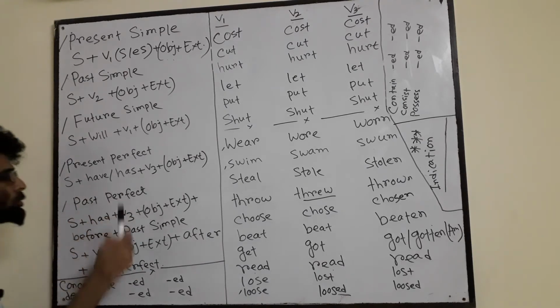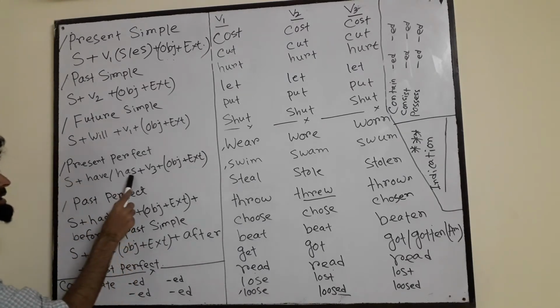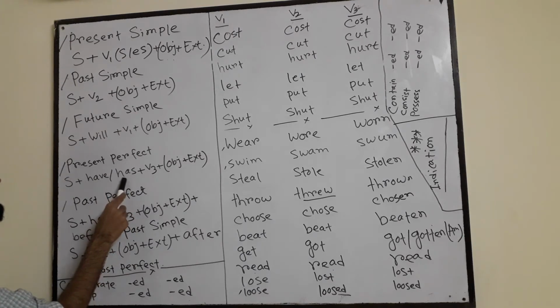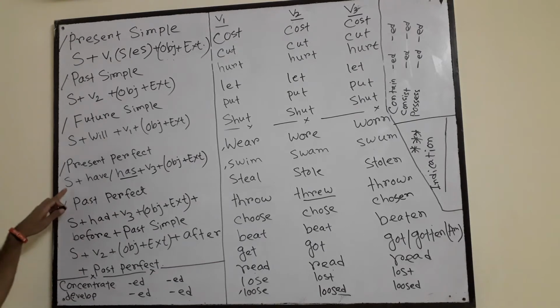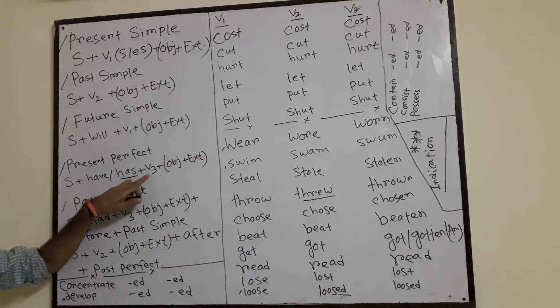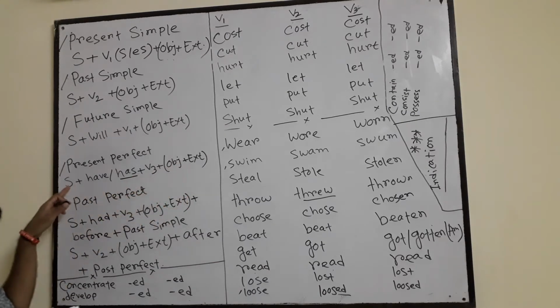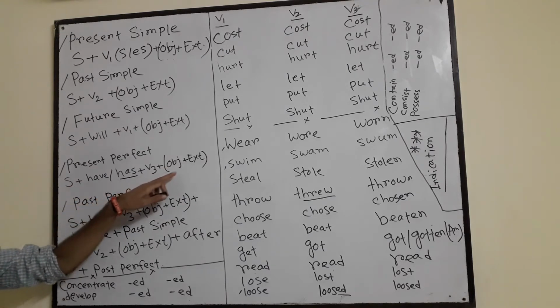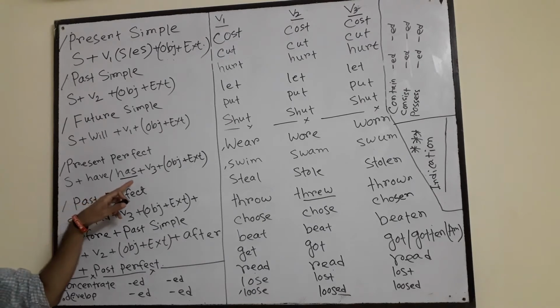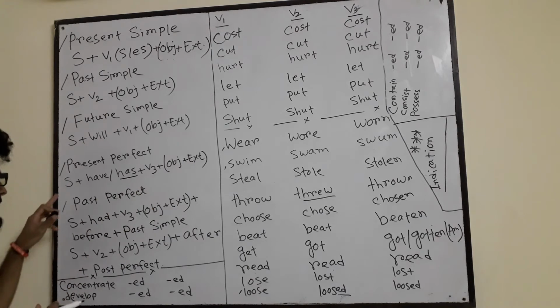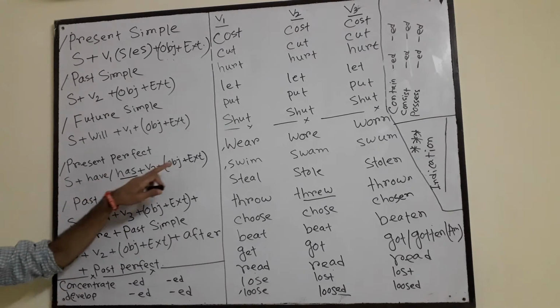When can we use has? When we see the subject is third person singular, suppose he, she, it, or any singular person, singular name, singular thing, that time we have to use has. Otherwise we have to use have. Suppose, he has done his homework. She has done her homework. Then it has worked properly.